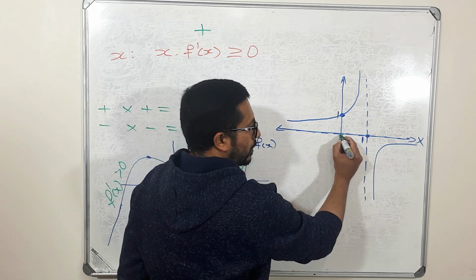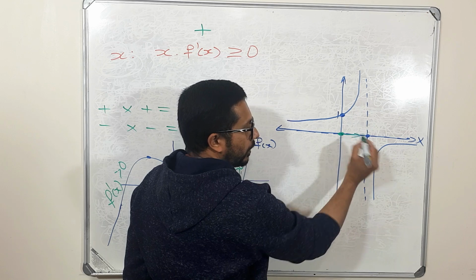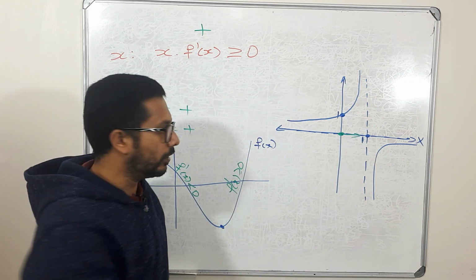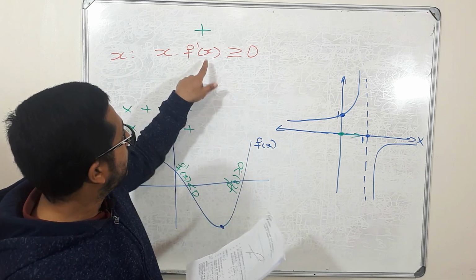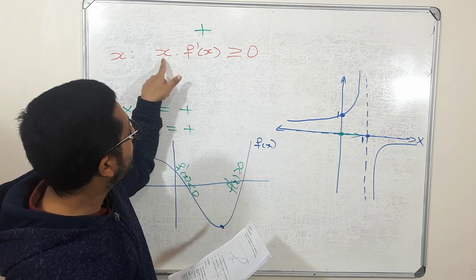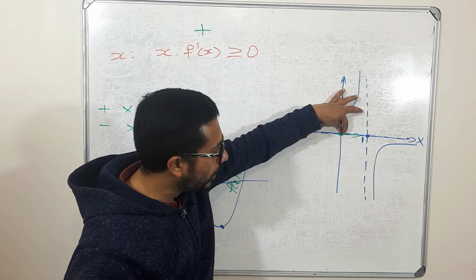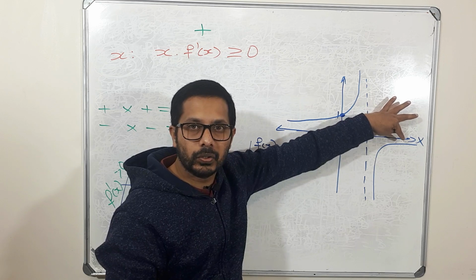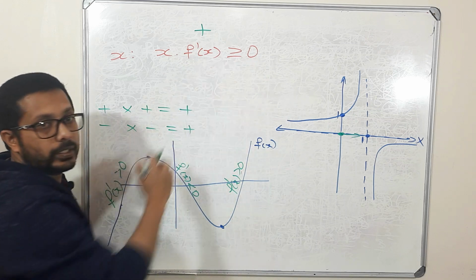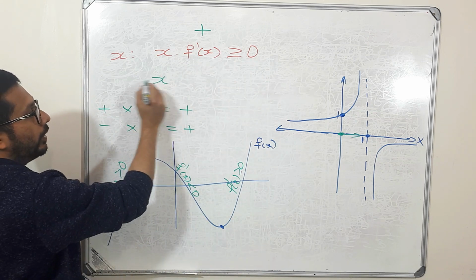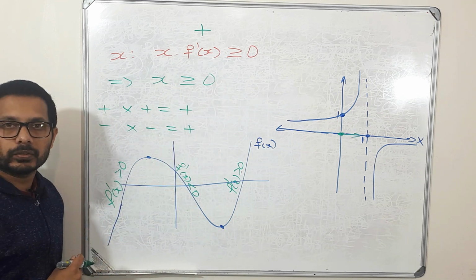Okay, so look at this one. From this point, this is our x-axis. From here to this side x is positive, from here to this side x is negative. Since this one is positive, this one also must be positive. So x positive means x must be greater than 0. Then only the product must be greater than 0. So what is the value of x? It implies that x is greater than or equal to 0.